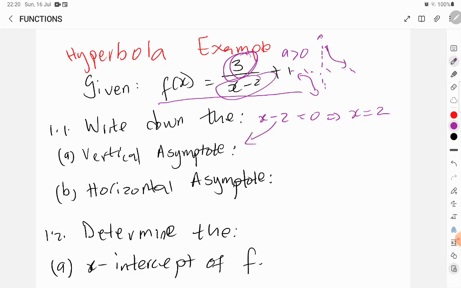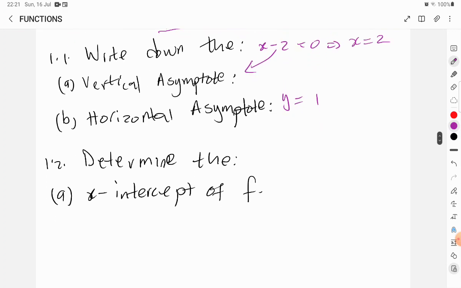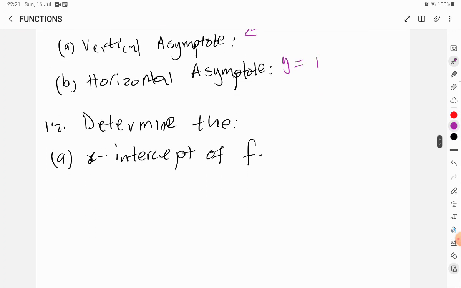Now the horizontal asymptote, we said it's simple: y is equal to q. In this case, the value of q is 1. So y is just equal to 1. That answers the question real quick. Okay, now going down: find the x-intercept of f.